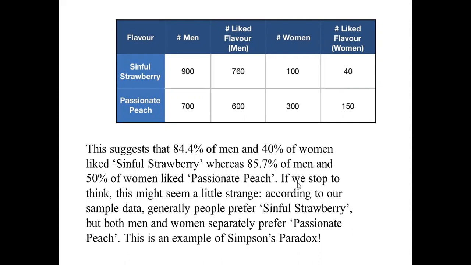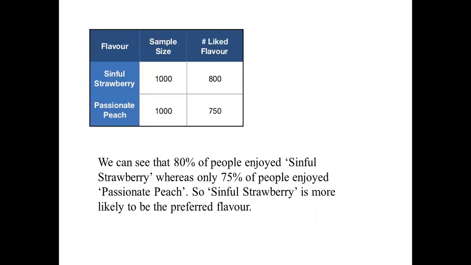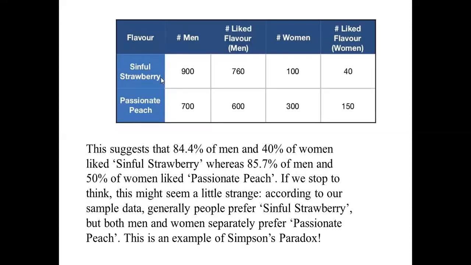Okay, clear? So previously, in the first case, we had not considered the third factor, the gender of a person. We considered only the flavor and the customer simply. But when we consider the other factor, gender, we can conclude that both men and women mostly like the peach flavor. On this basis, passionate peach is the most liked flavor by all the customers. So this is Simpson's paradox.